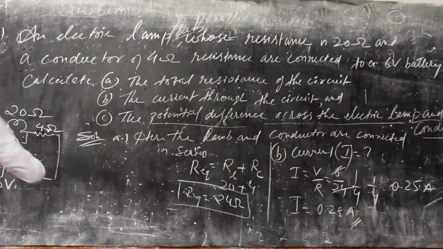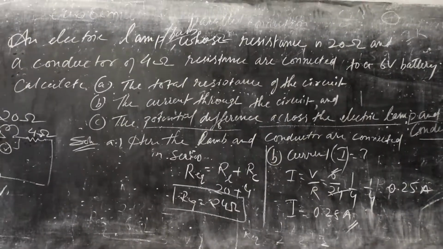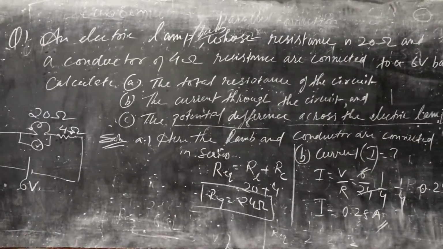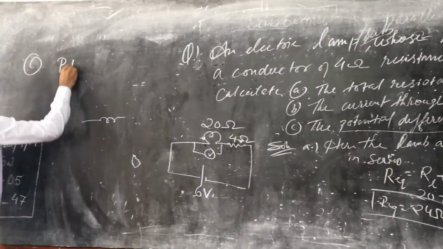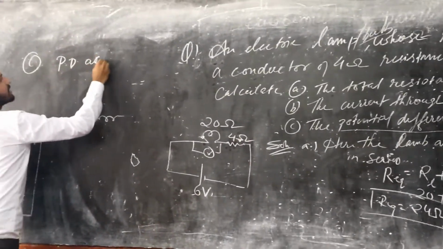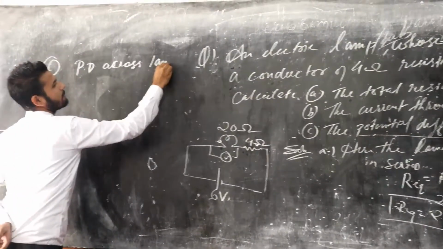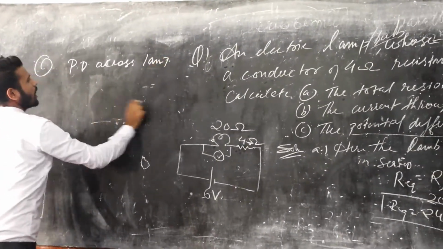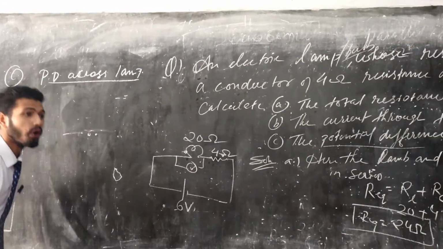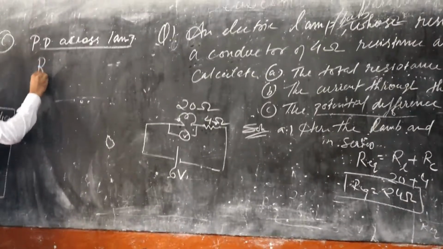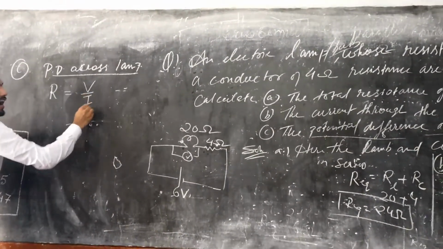So now let us do part C. Shall I wrap this portion? Yes. Okay, fine. Part C says the potential difference across what? Across the lamp. So potential difference across the lamp. We know resistance is equal to V by I.